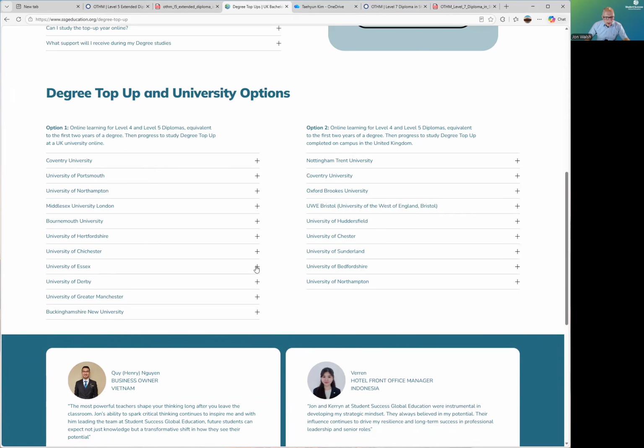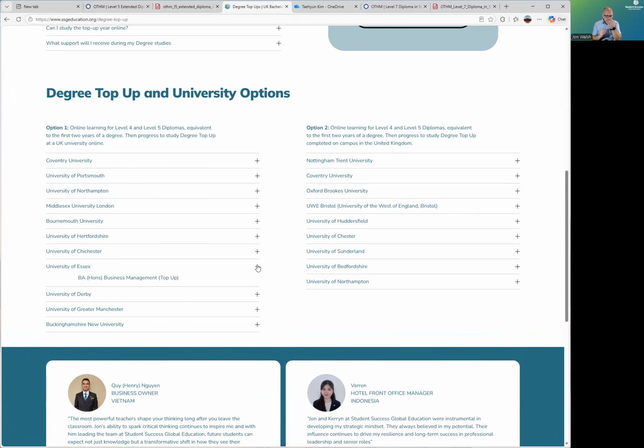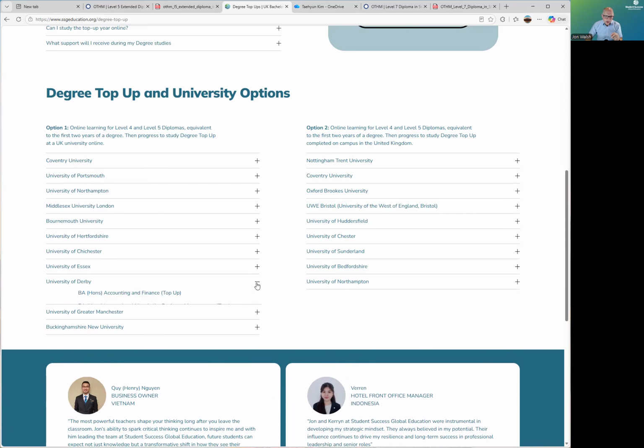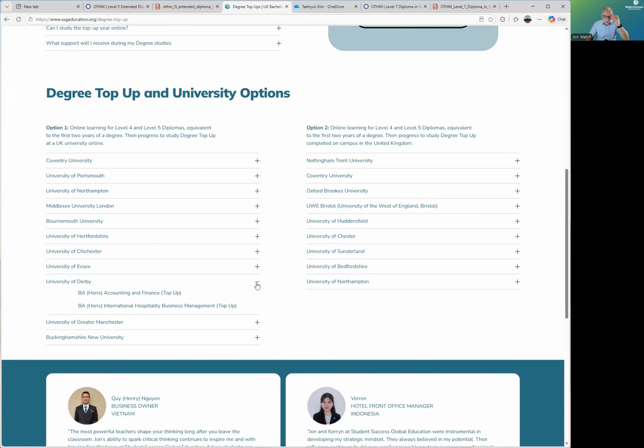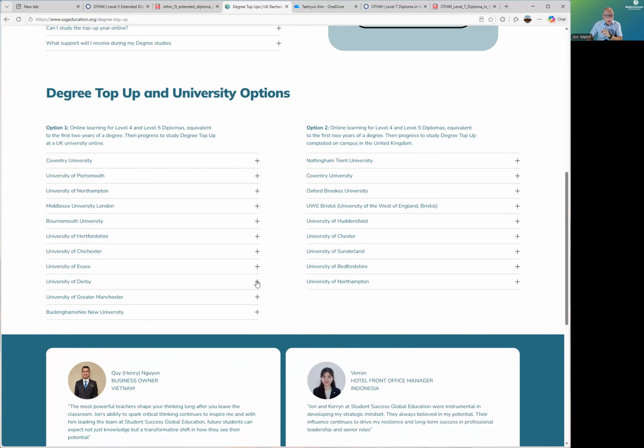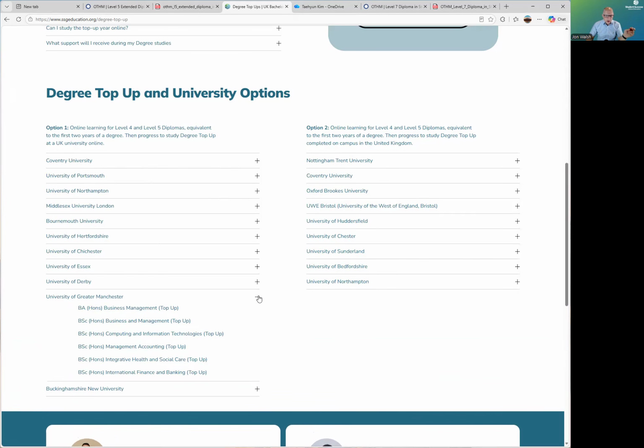What I'm just going to click on here is the University of Essex. The University of Essex is probably one of our more popular universities, and I'll show you something in a second. But another popular one is the University of Derby, accounting and finance, but also the International Hospitality Management top up, and also the University of Greater Manchester. University of Greater Manchester has just rebranded to the name of the University of Greater Manchester. Some people might see it still as the University of Bolton, which is in Greater Manchester. Okay, that's just marketing that the university have done.